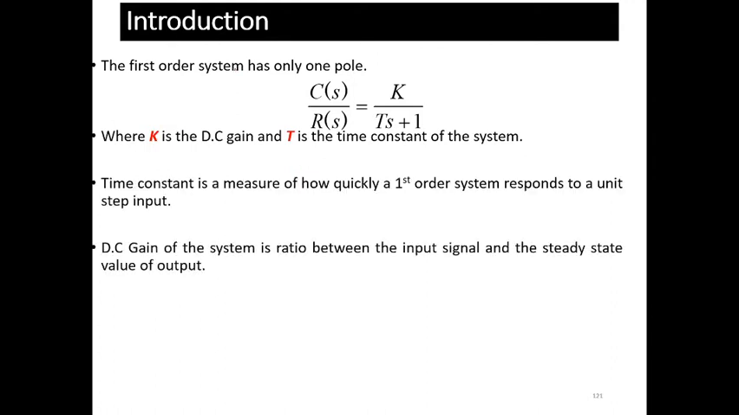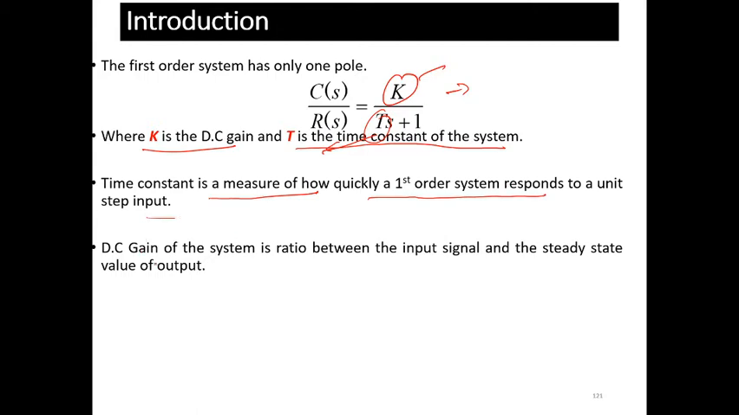Let's say the problem has one pole: C(s)/R(s) = K/(τs+1). This is the first order system, and in the first order system this K is known as the DC gain. However, T is the time constant of the system. What is the meaning of time constant? The time constant is a measure of how quickly the first order system responds to the input.